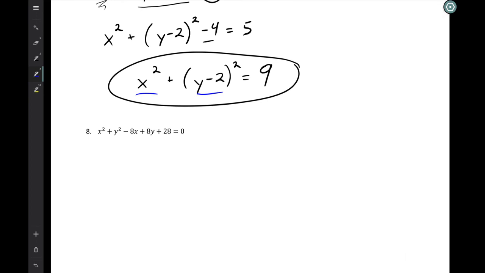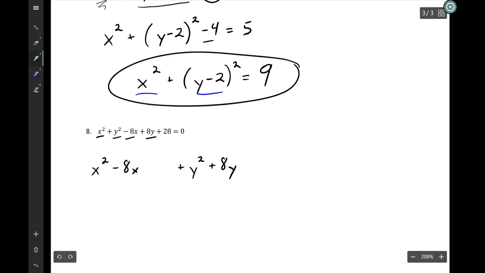Okay, here's as complicated as we can get with these circle problems. Notice how there's an x squared, an x, and a y squared, and a y. So we got to group everything together. So I got x squared minus 8x, leave a little space, plus y squared plus 8y is equal to negative 28. I did not leave enough space, so I'm going to fix that real quick. Is equal to negative 28. There we go. Now there's enough space for me to complete my square.